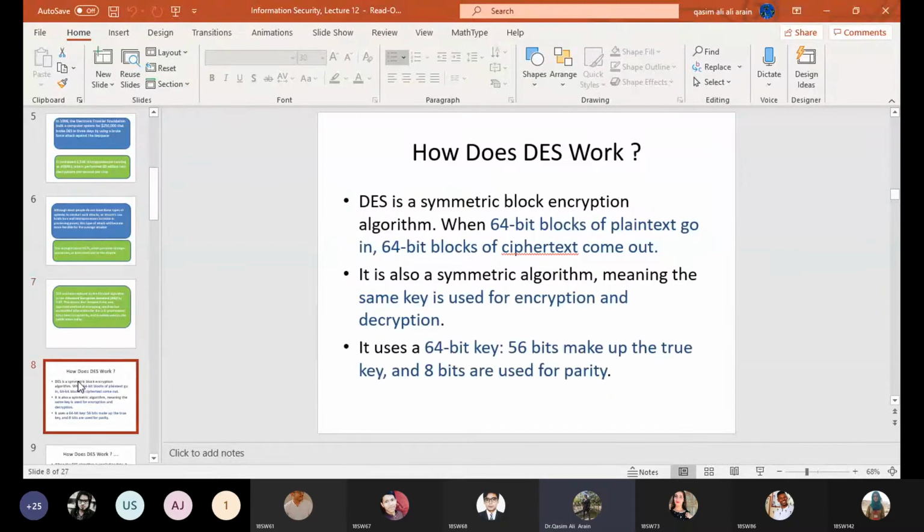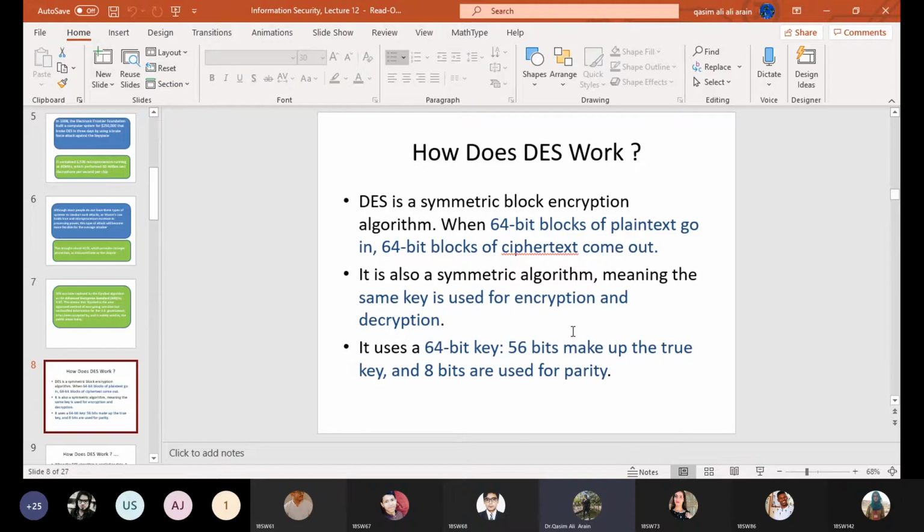Now, how does DES work? DES is a symmetric block encryption algorithm: when 64-bit blocks of plaintext go in, 64-bit blocks of ciphertext come out, right? It is also a symmetric algorithm, meaning the same key is used for encryption and decryption. It uses a 64-bit key, 56 bits make up the true key, and 8 bits are used for parity.